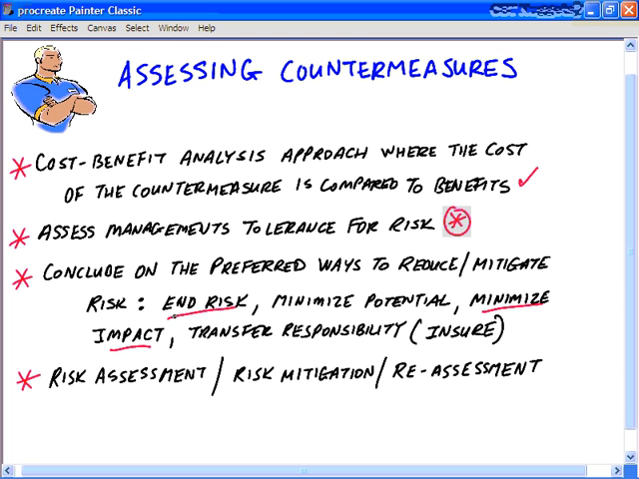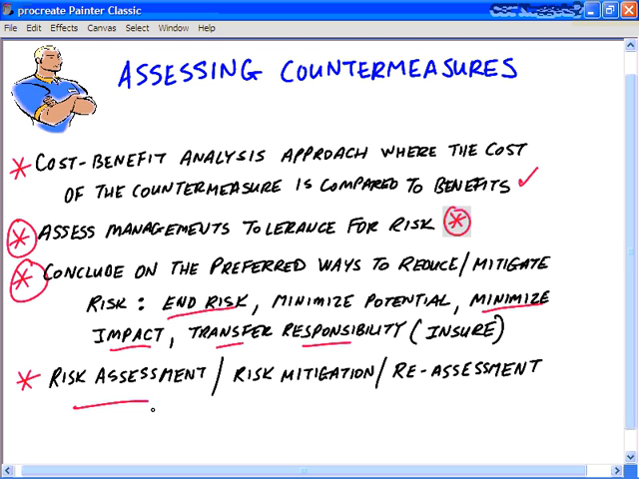Or you may decide as an organization to just transfer the responsibility, to go and buy insurance so that when something does happen, the insurance company can take over. That's what we call responsibility transfer. So you want to conclude, obviously, along with your management's tolerance for risk, how are you going to reduce or mitigate this risk? And then really this is a three-phased approach.